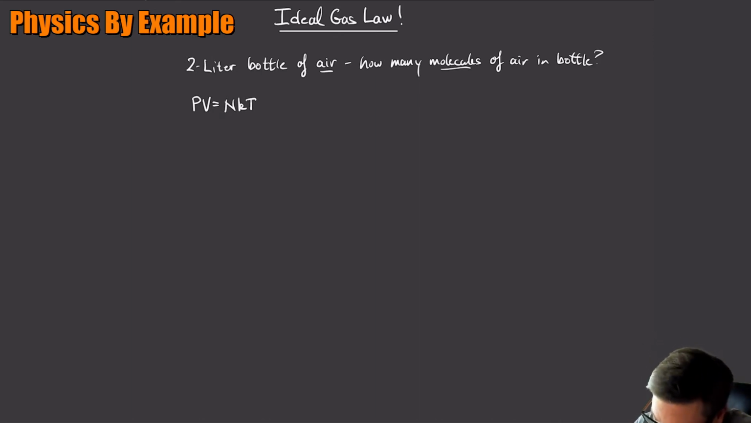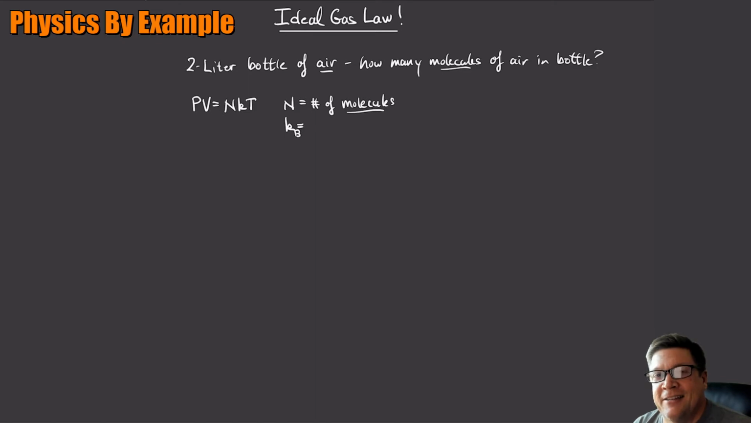Just to be clear, N is the number of molecules. It's the number of particles in the gas. That's sort of what we're after at the end, what we're going to be solving for. k is our Boltzmann's constant. Some people put a B underneath it, but context is going to make this clear.